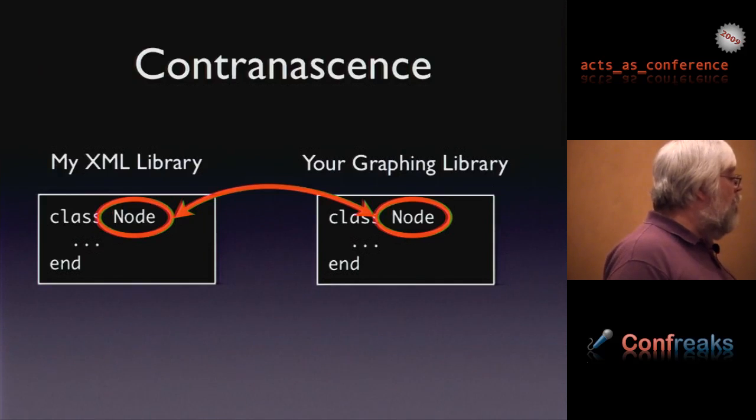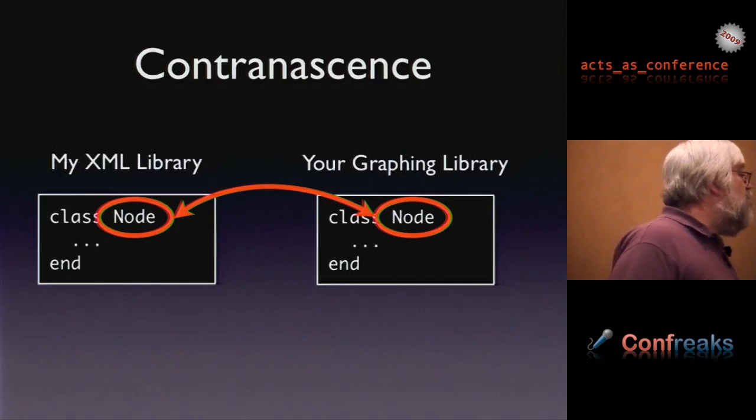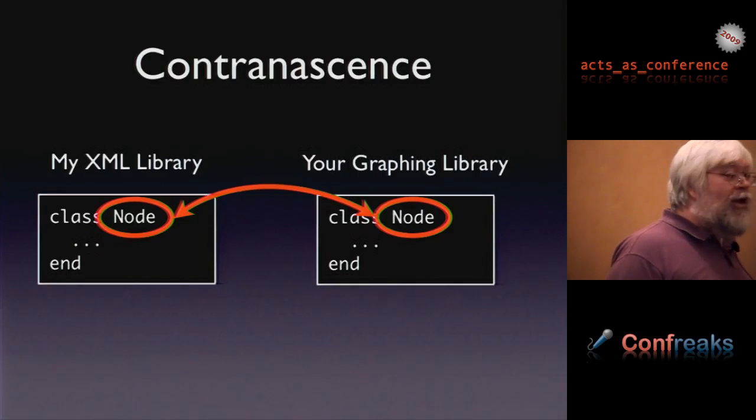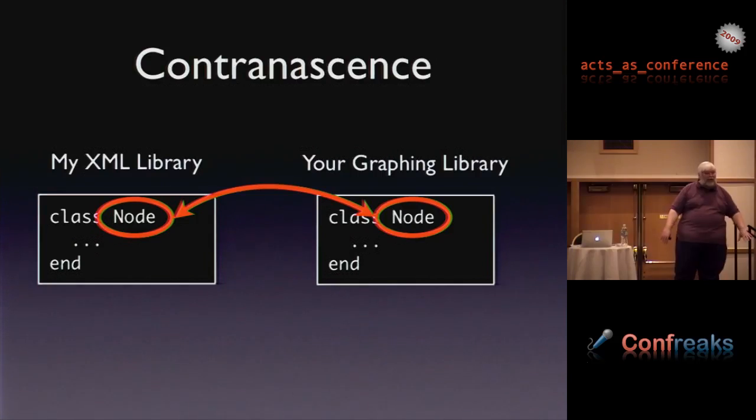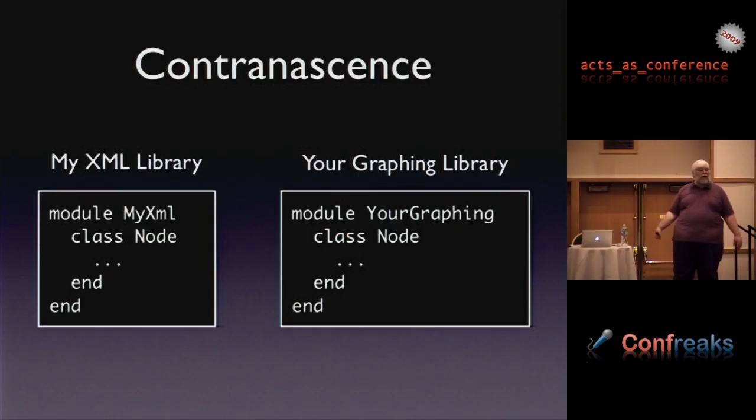Now the easy solution, Ruby has an easy solution to this, right? And everybody does this, right? You always put all your classes within a module. By burying them within a module, we now have no conflict between my choice of node and your choice of node. Of course, we just kind of pushed the whole problem set down one level, because we still have contranascence between our module names. But that's usually easier to deal with. You have fewer modules than you have classes, so that's an easier choice. So that's a good thing to do.